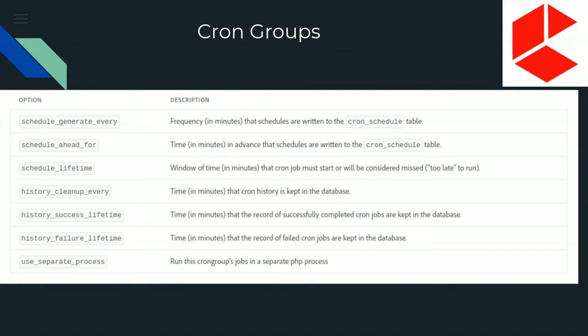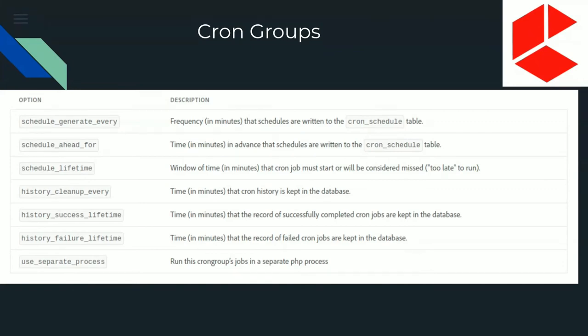11 a.m. Schedule lifetime. It is the window of the time where our cron job will be considered as a start or missed, if it doesn't start within a scheduled lifetime. History cleanup every. It is the time in minutes where database history will be cleaned. History success lifetime. It is the time in minutes the records of successfully executed jobs are kept in the database. History failure lifetime. It is the time that the records of failed cron jobs are kept in the database.